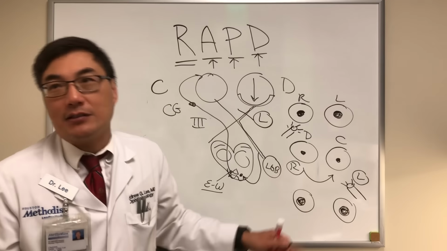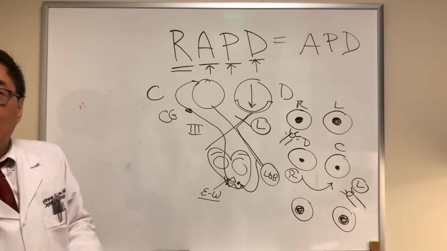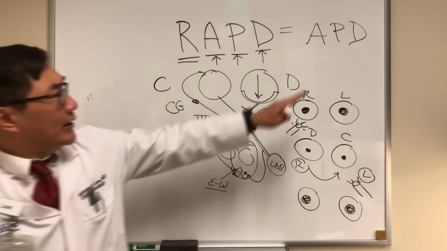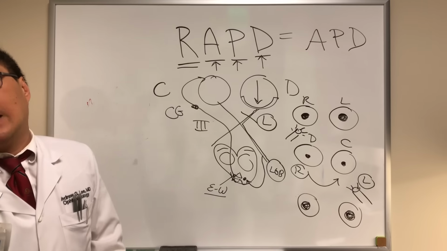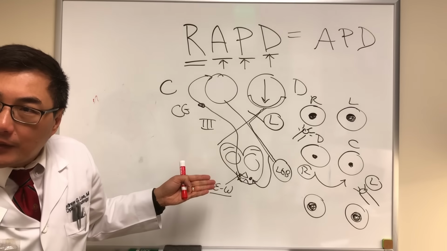That sign, RAPD, tells us that we have an APD. The relative afferent pupillary defect is a sign that there's a defect in the pupil pathway on the afferent side. That means we have a defect somewhere in the pupil pathway.